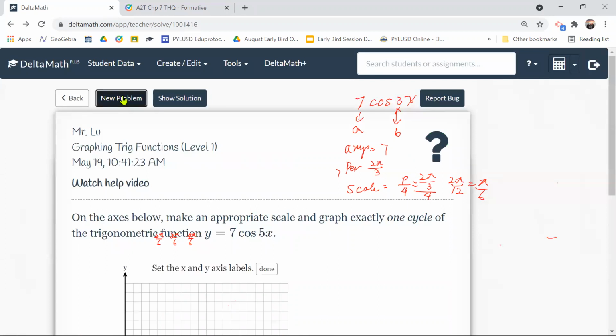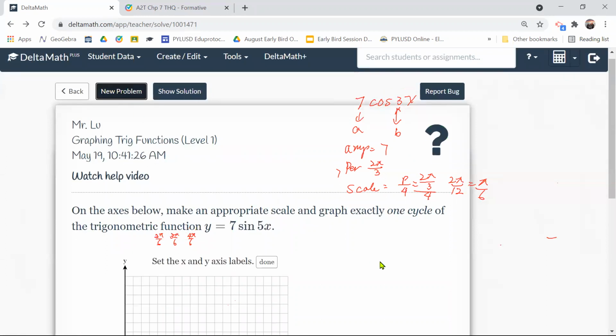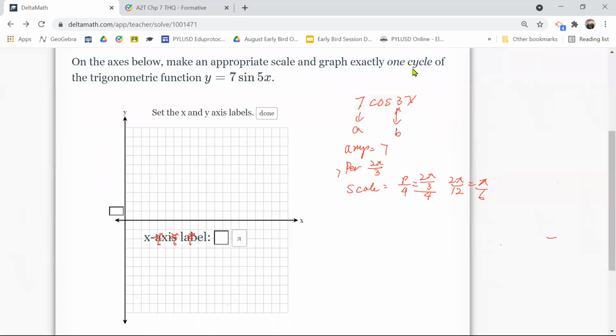Let's see if we can do another one. See if we can do a sine. Let's do a sine question. Amplitude 7 again. Okay, just coincidence. And now our b is a different number. Our period is going to be different. Our scale is going to be different too.